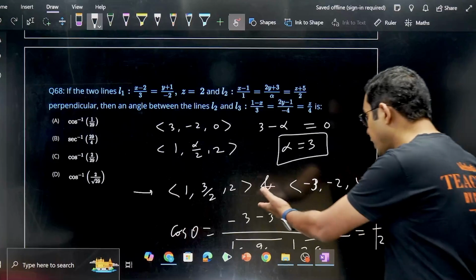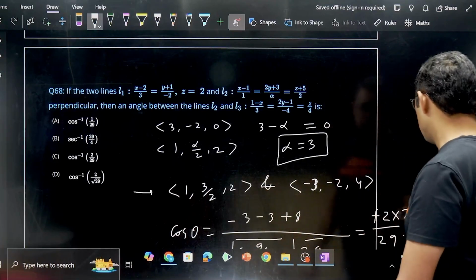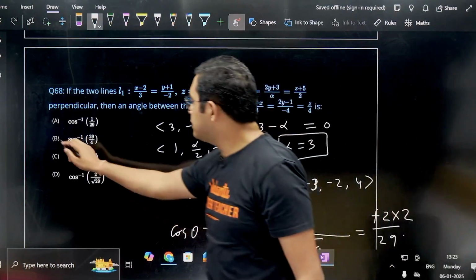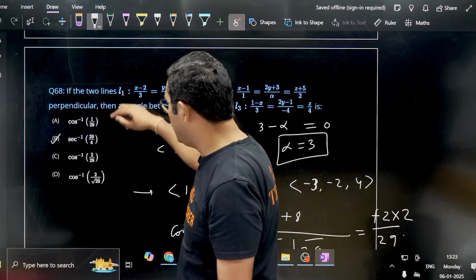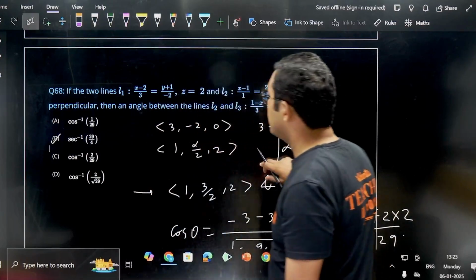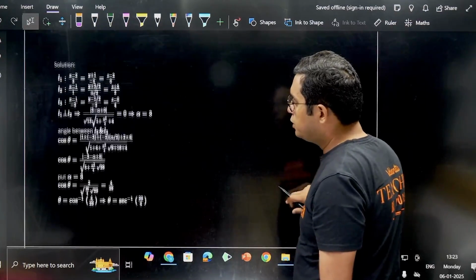Yeah, I don't know why I was thinking of minus 9. So 2 into 2, 4 upon 29. So the answer will be secant inverse 29 by 4. No other option is matching. So that is the answer. Coming to the next question, that is 69.